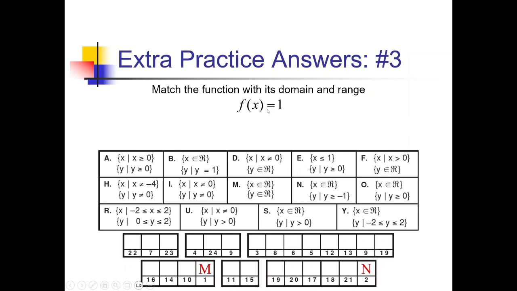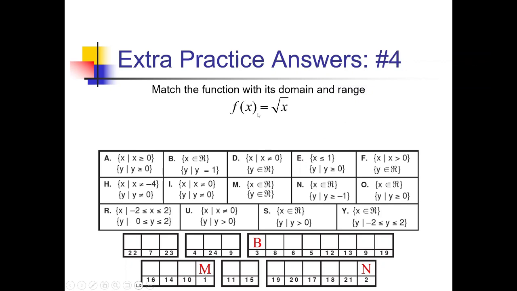Number 3, f of x equals 1. This is a constant function, which is graphed as a horizontal line going through 1 in this case. So because of that, the domain is still all real numbers since it is kind of linear. However, the range, we can't hit all the y values. There's actually only one y value you can ever hit with this thing, and that's the y value 1. It's always 1 no matter what you plug in. So we got y equals 1 exactly for the range. So we're looking for all reals and y equals 1. And that is right here, choice B. So let's put that in spot 3.